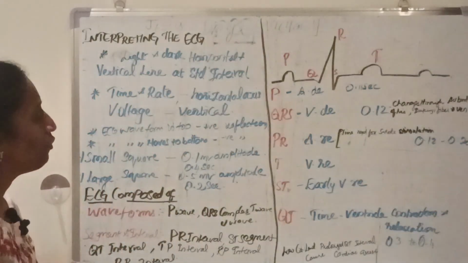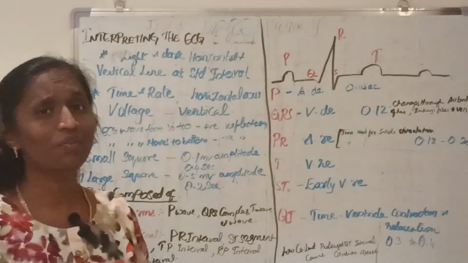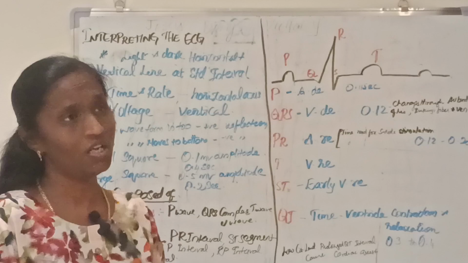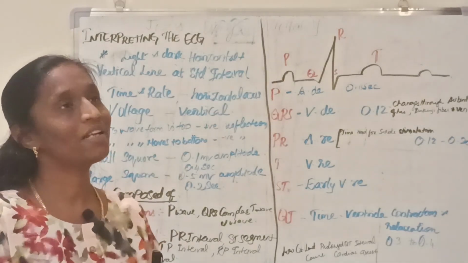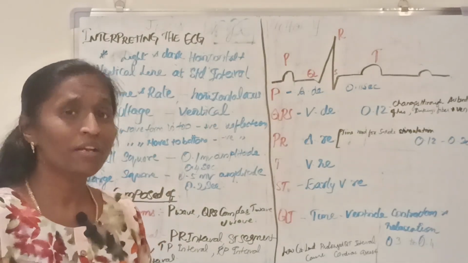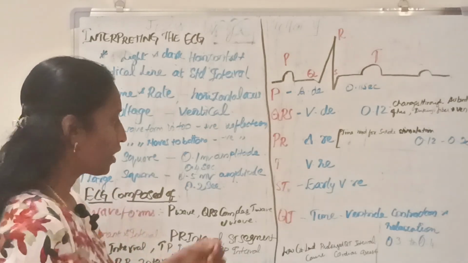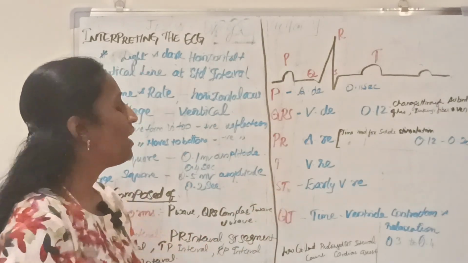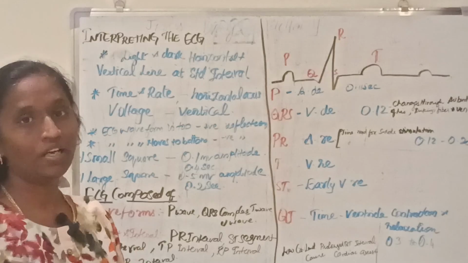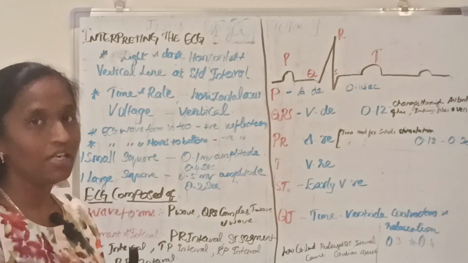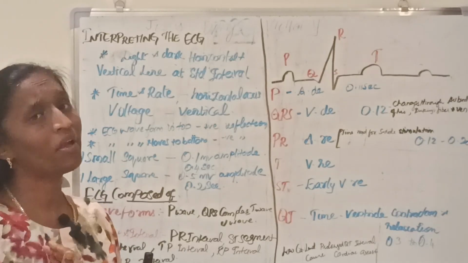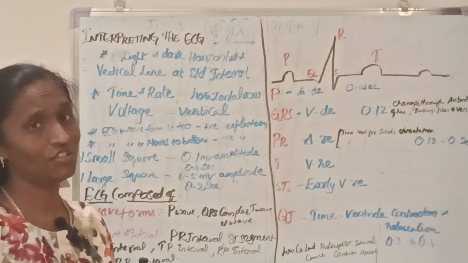Next is the T wave. The T wave represents the ventricular repolarization. Repolarization means it gets relaxed and is waiting to receive another electrical impulse. The next is ST. ST means early ventricular repolarization. Early, it is waiting for a ventricular depolarization.